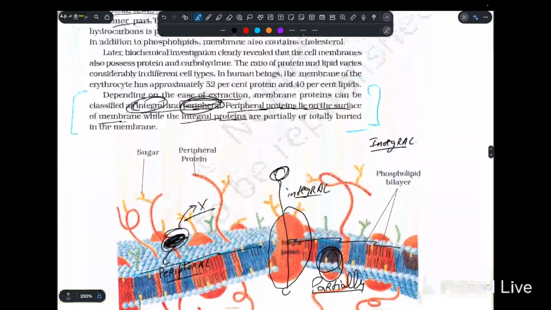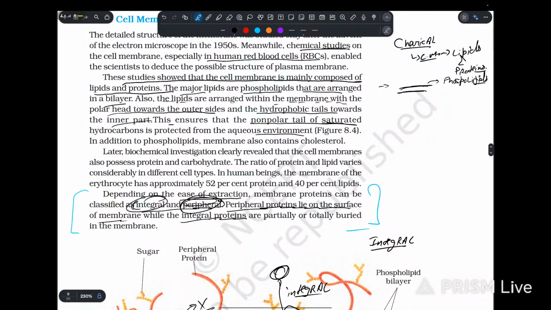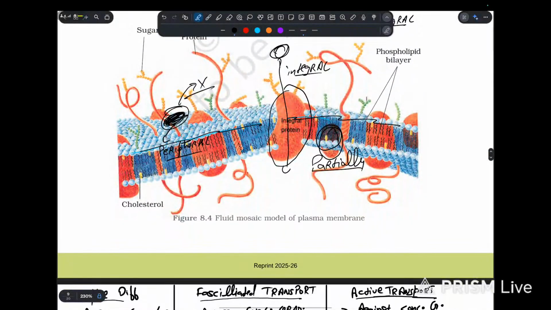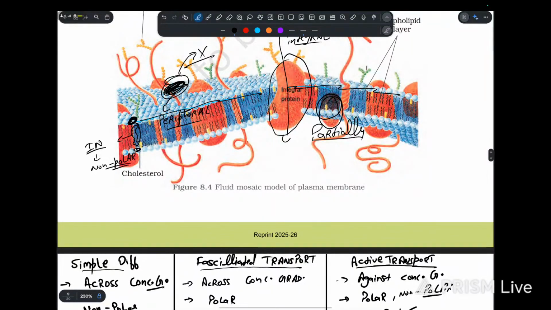Now let me tell you a bit about carrier proteins. When will we need carrier proteins? As we know the structure of the plasma membrane, it has polar heads outwards and non-polar tails inwards. So the inner part is a non-polar region, right? It is impossible for a polar particle to go across it. And to pass a polar particle across the membrane, we require integral proteins. Understand?